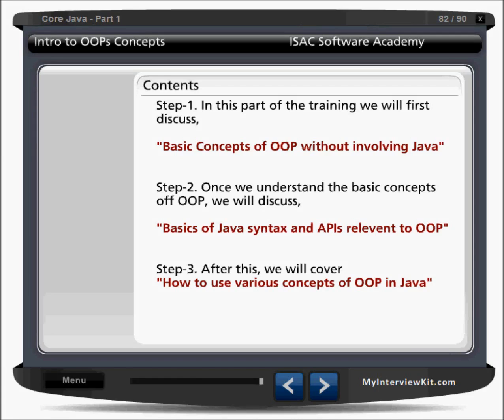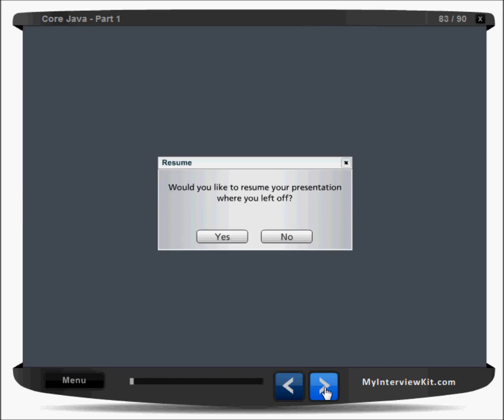So let us understand today the OOPS concept, object oriented programming, in a structured way, and how we can work with OOPS in Java. So we are having some concepts: the basic concept of OOPS without involving Java, basic Java syntax and API relevant to OOPS, and how to use various concepts of OOPS in Java. So look at here.